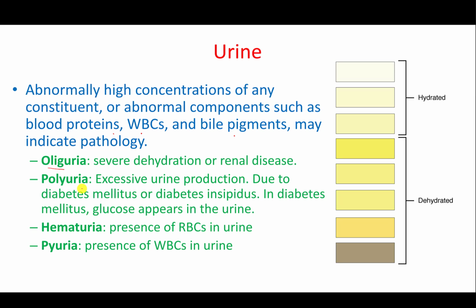There is the polyuria. This is the excessive urine production, and this might be due to diabetes mellitus or diabetes insipidus. There is the hematuria. This is the presence of red blood cells in the urine. There is the pyuria, which is the presence of white blood cells in the urine.